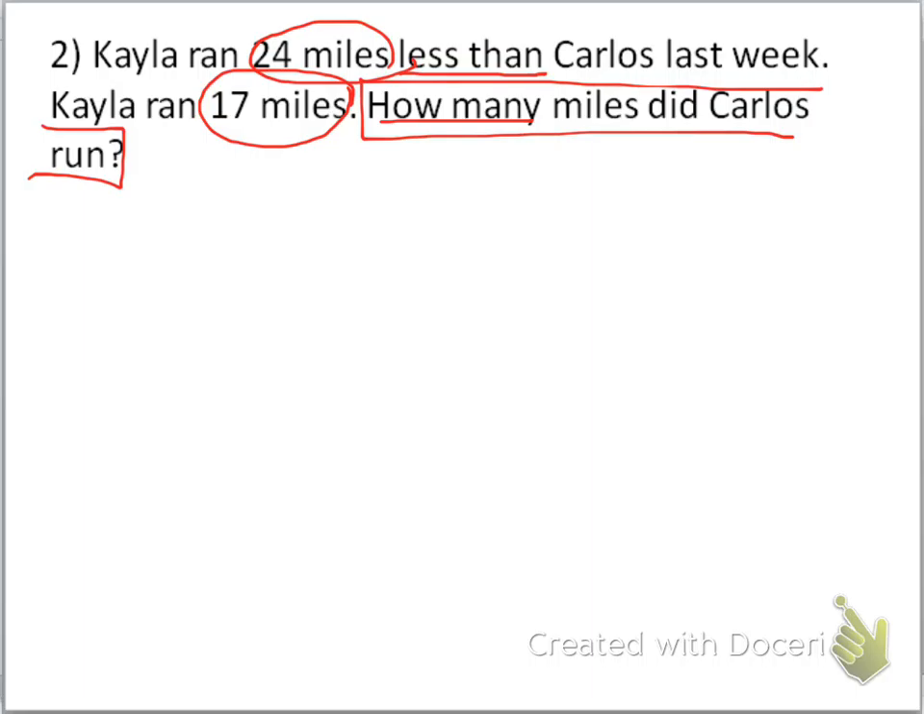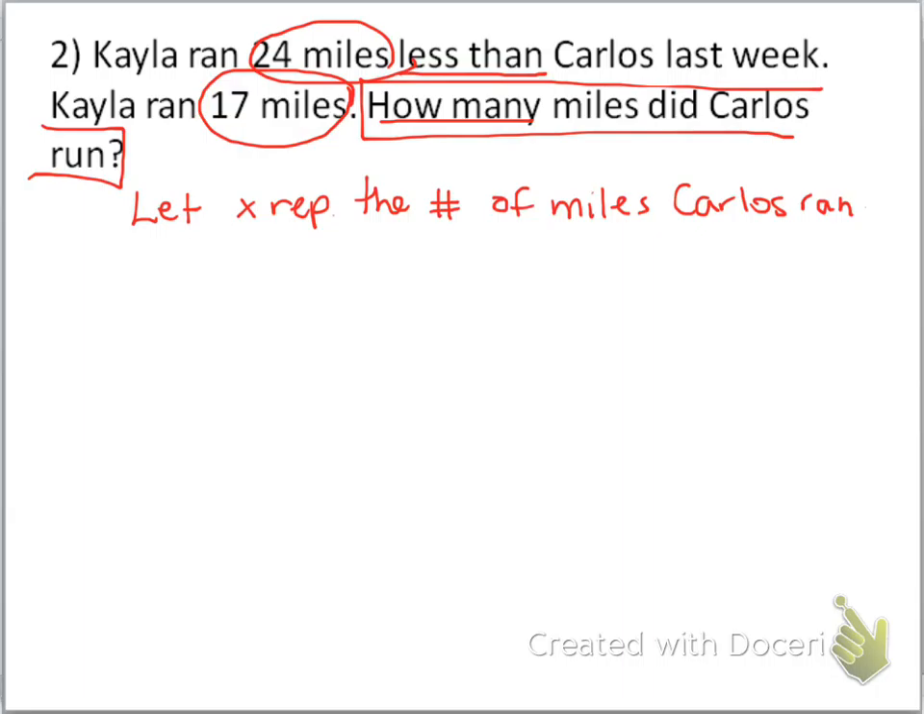Our second step is to write our let statement. So our let statement always relates to what the question is asking. The question says, how many miles did Carlos run? So our let statement will be let x represent the number of miles Carlos ran. We always get our let statement right from that question.